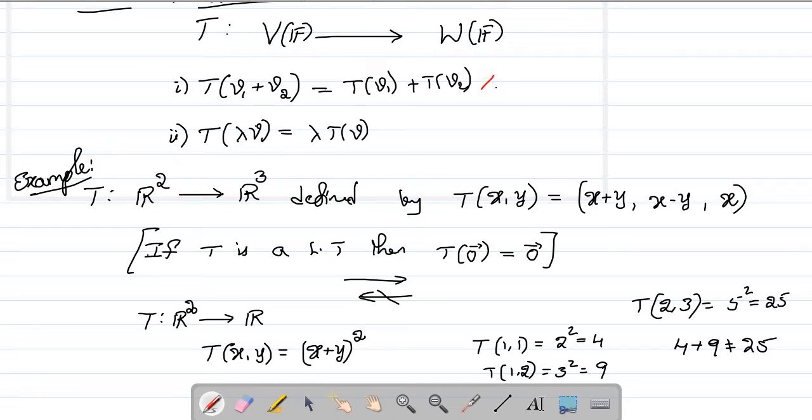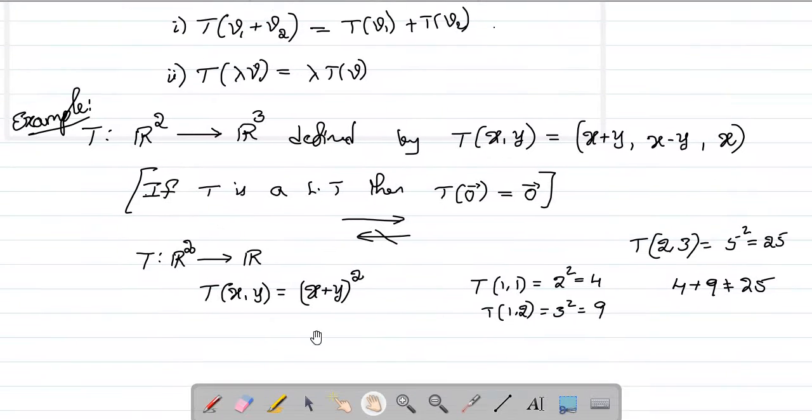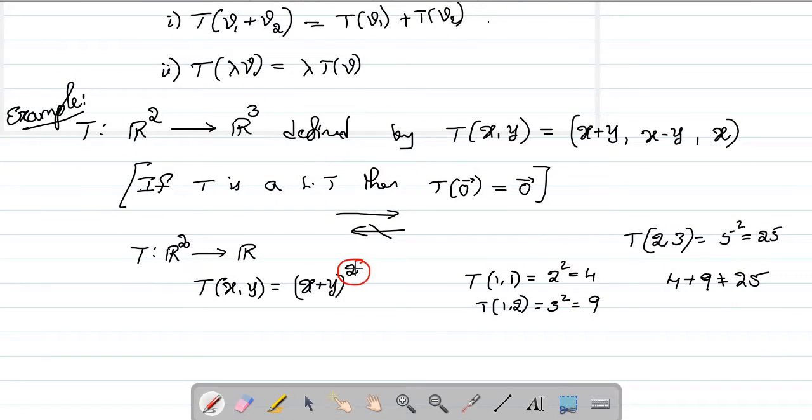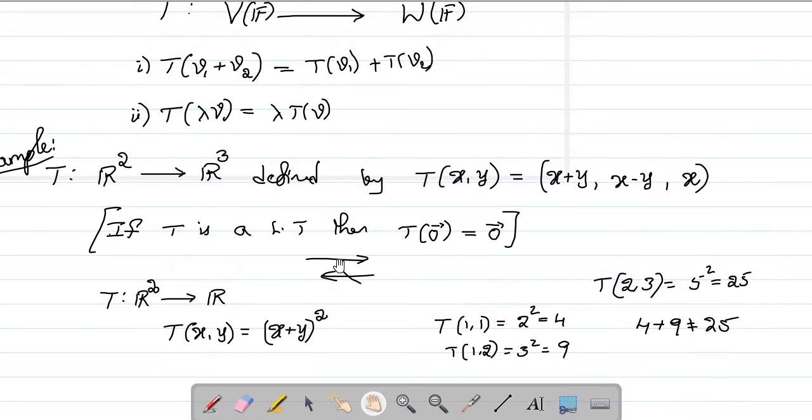Okay, and of course you can observe one thing: when you have a linear function, you cannot have a square, cube, or power 1/2. These cannot be linear functions. So if you say a function is a linear transformation, you should make sure that the powers must be 1 and there are no constant terms. Why? Because if there is a constant term, it means 0 will be mapped to a non-zero element.